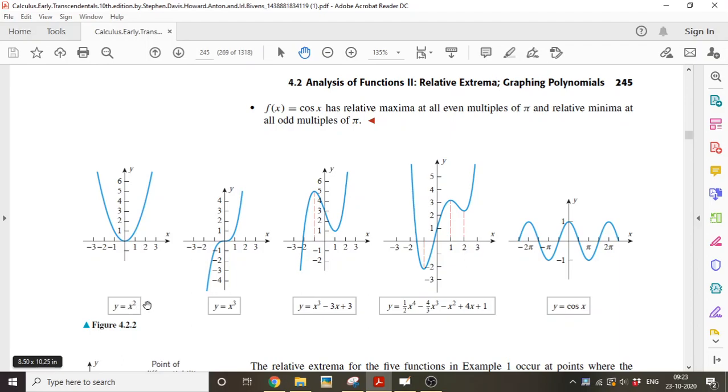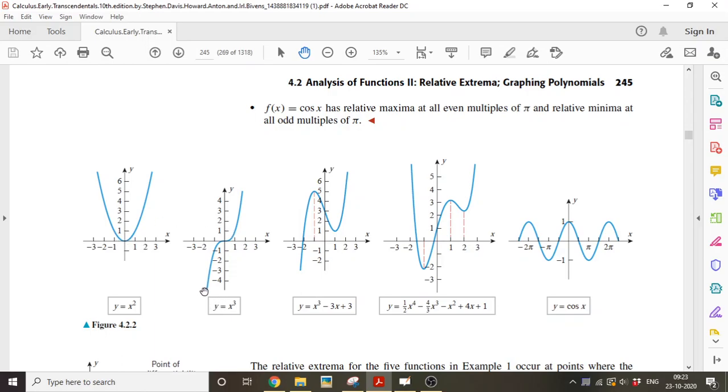So if you look at the graph of y equal to x square, you can see that there is a lower peak at the point x equal to 0. So this is a relative minimum point.